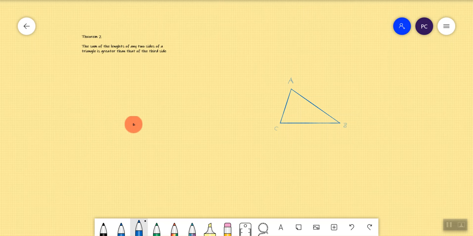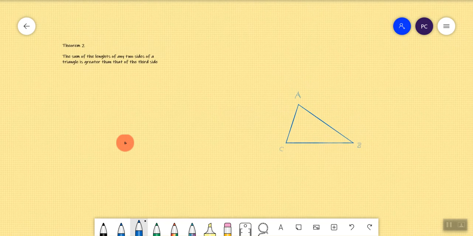Okay, so this is theorem 2. What we're trying to prove with this one is that the sum of the lengths of any two sides of a triangle is greater than that of the third side. So basically, if you take this side and you add them up, the two of these added up together will be bigger than this side on its own.